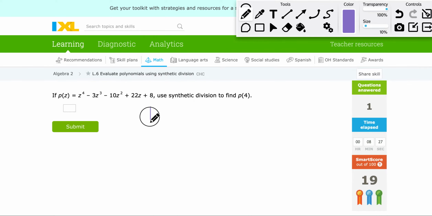So for this template in the box in the corner, it wants us to solve what would we get when the value of this function is 4. So I would plug in 4 up top. I would set up my template. Across the top I'm going to have a 1, a negative 3, a negative 10. So I'm just using the coefficients again. A 22, and an 8. Remember, whatever the last number is always goes on the other side.